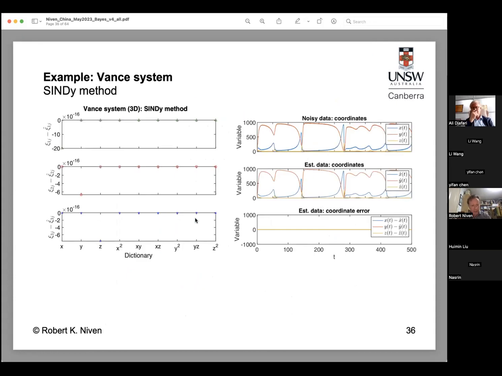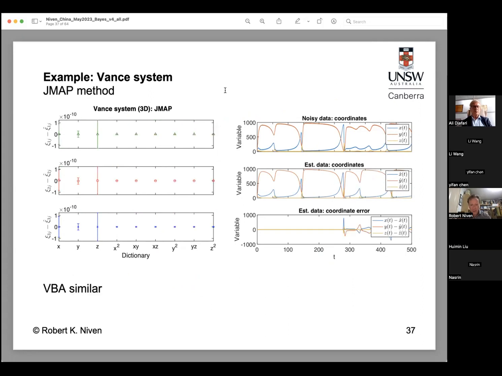So we do the same thing. We use the traditional method, the SINDy method. We're able to recover values of coefficients to very low error, and we're able to recover this time series. In this case, we're able to recover the time series across the entire window of time that we considered. So that's very nice.